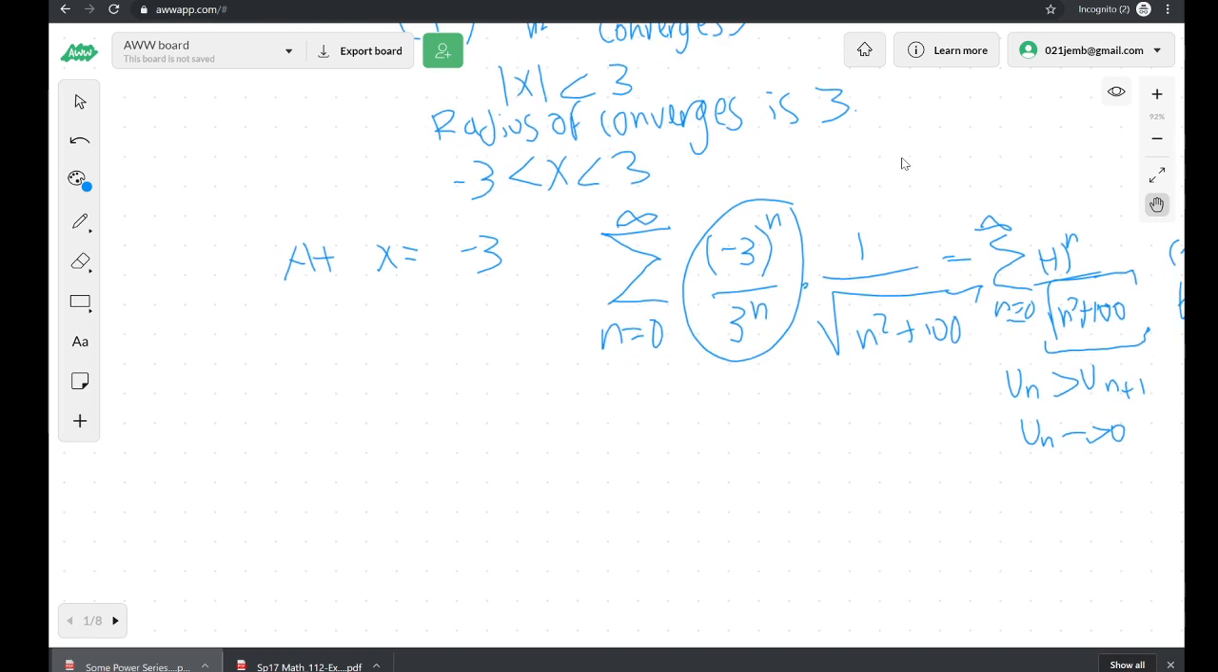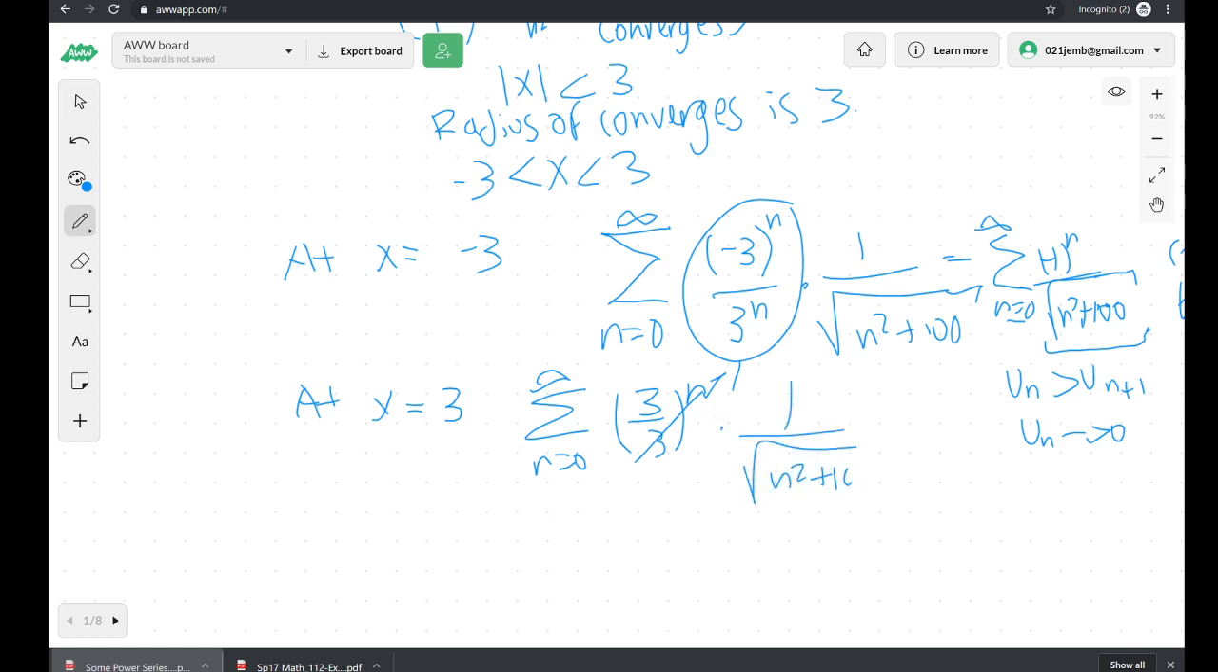Now let's analyze the last one. At x equals 3, we have the sum from 0 to infinity of 3 over 3 to the power of n, which is just 1. 1 to the n is 1, and then times 1 over the square root of n squared plus 100.